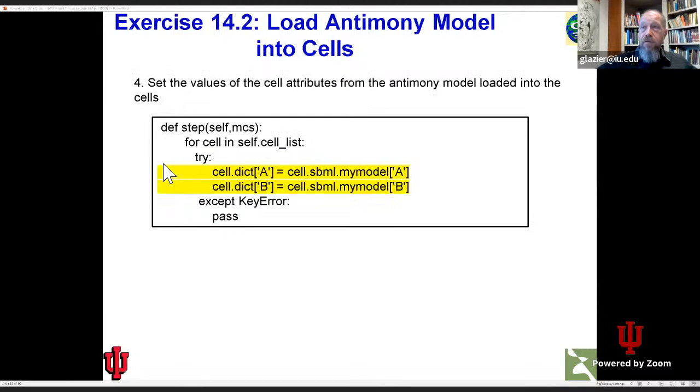For reference, if you're going to do it where you load only one cell or only one cell type, then you will need to use the try and except when you try to copy the cell dictionary attributes, because they will only exist for some cells, not for all of them. So that's not syntax we've gone over before, so I'll leave that up.